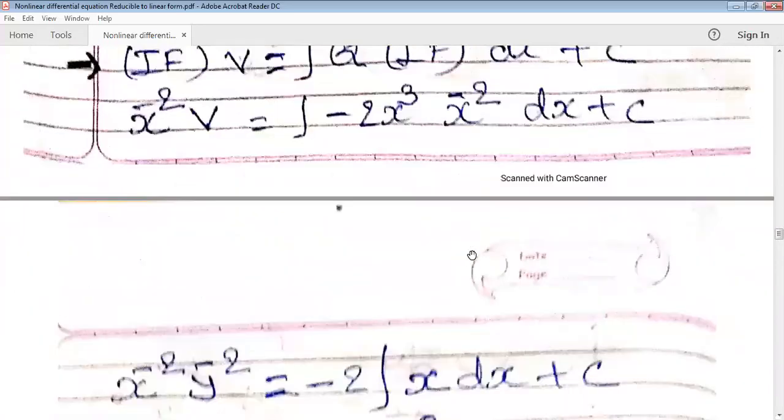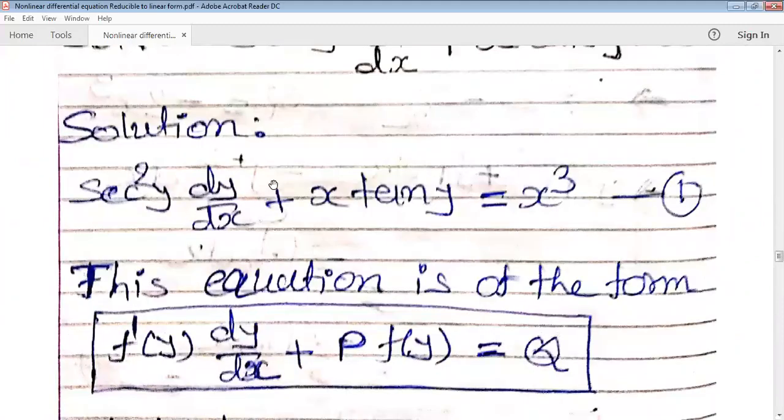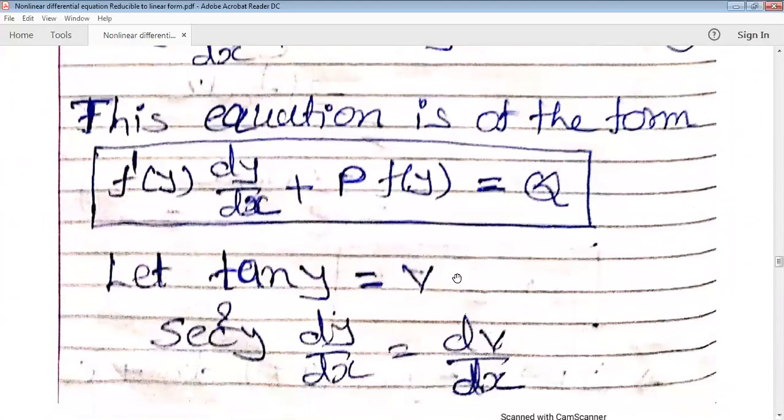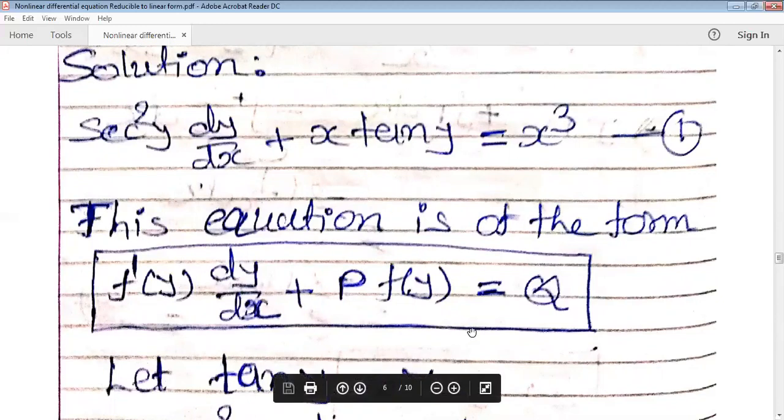So this is our non-linear equation. For this, first we have to convert our non-linear equation into the linear form. So this is our P, this is our Q. First assume tan y is equal to V.